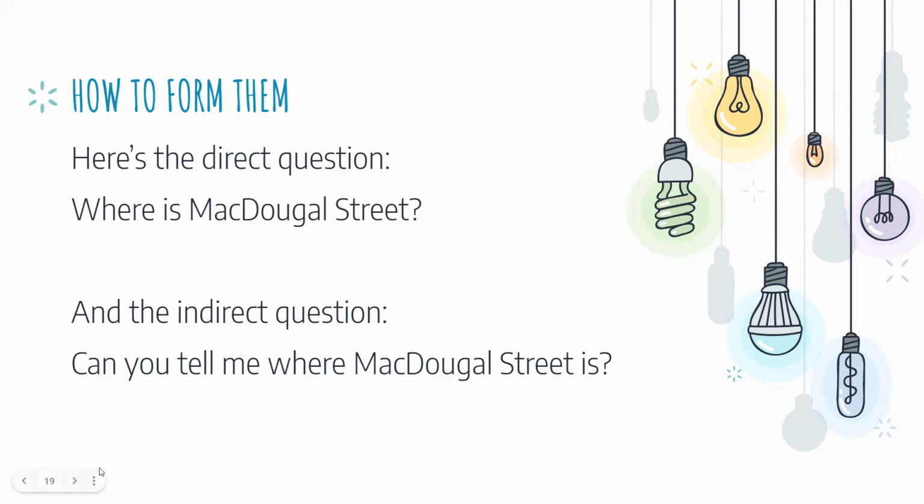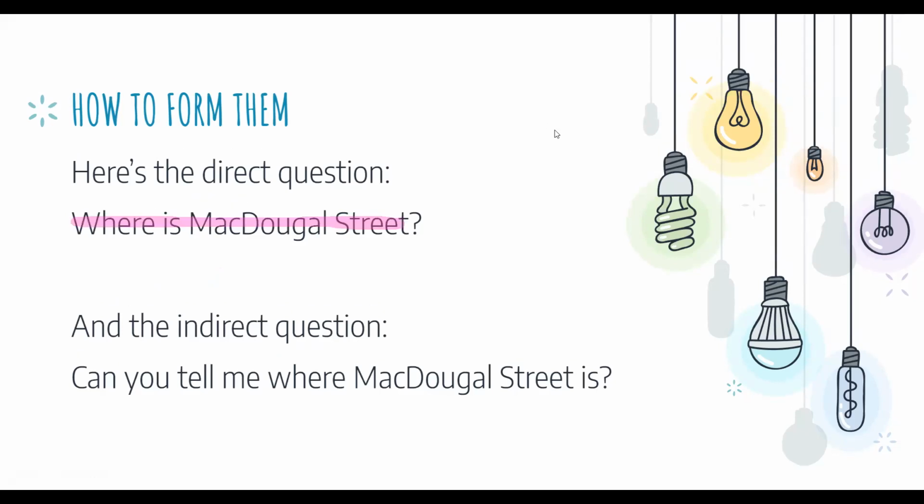And here's an example of an indirect question. So, for example, where is McDougall Street? That's a direct question, right? We have, okay, where, which is donde. ¿Dónde está la calle McDougall, right? ¿Dónde está la calle McDougall? So that's a direct question. There's nothing special about it. It's just a question. Now we have the indirect question.